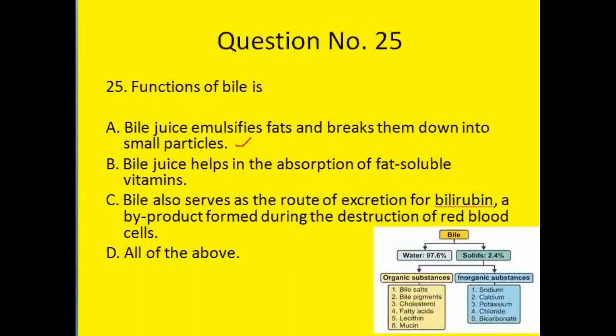Bile juice helps in the absorption of fat soluble vitamins. It is also a correct answer. Bile also serves as the route of excretion for bilirubin, which is a byproduct formed during the destruction of red blood cells in the spleen. The spleen is also called the graveyard for RBCs. So 1, 2, 3, all the answers are correct. So the correct answer is all of the above, option D. The function of bile is all three, A, B, C.